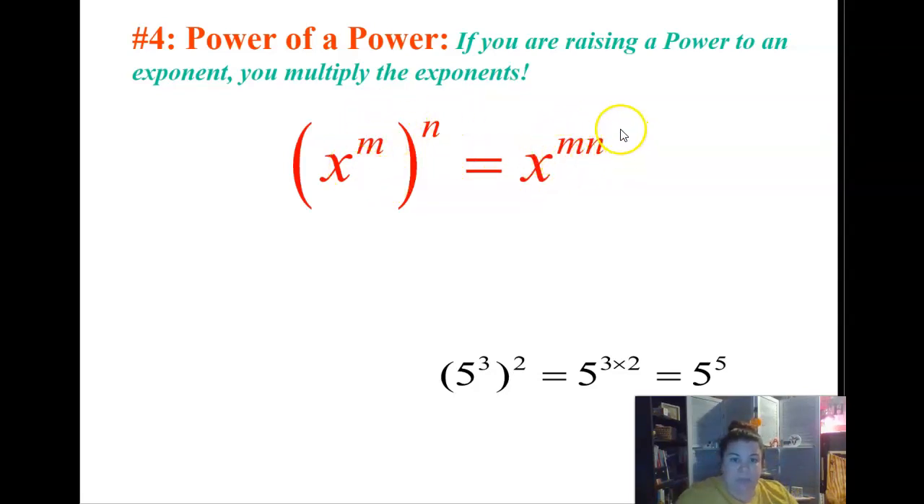Remember, when your numbers, or in this case letters, your variables, are right next to each other, that means multiply. So let's plug in some numbers here.